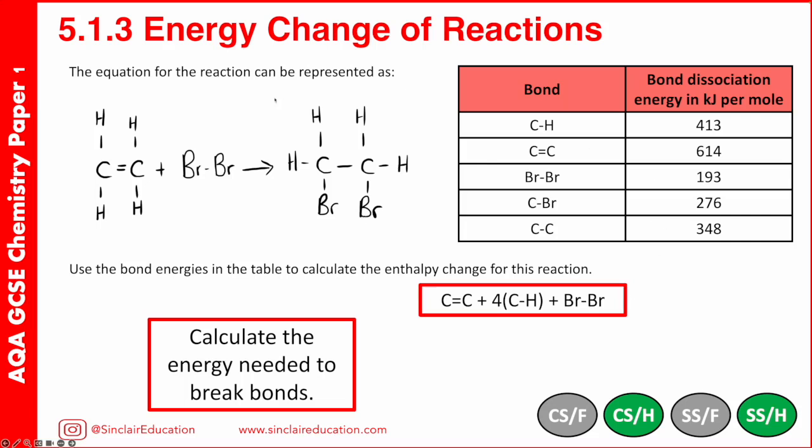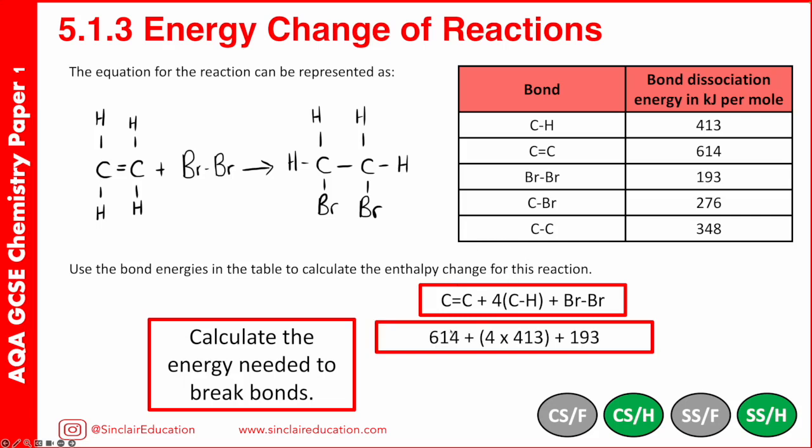So for this, the first step is identify the bonds that you've got. So I've got 1 carbon double bond, I've got 4 carbon hydrogen bonds, and 1 bromine-bromine bond. So we've identified the bonds that we've got and the numbers of each, and then substitute in their values. So you'll have to use the table here. We've got 614 plus 4 lots of 413, so this bond here, plus 193. My bonds broken took 2,459 kilojoules to do so.